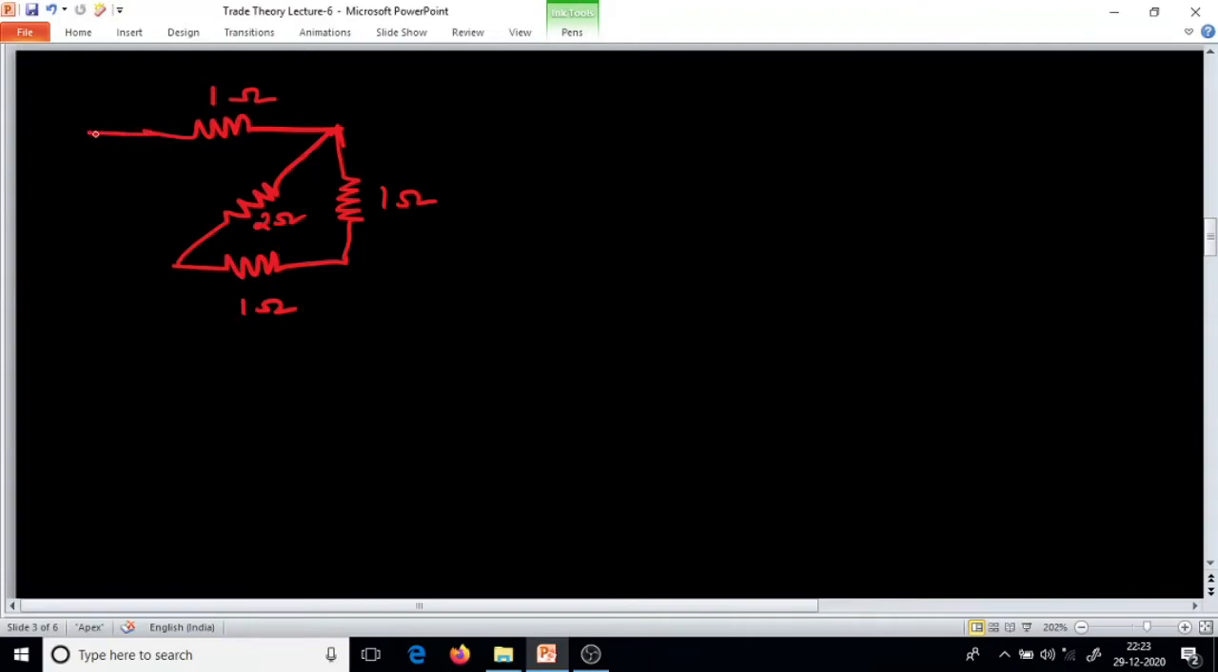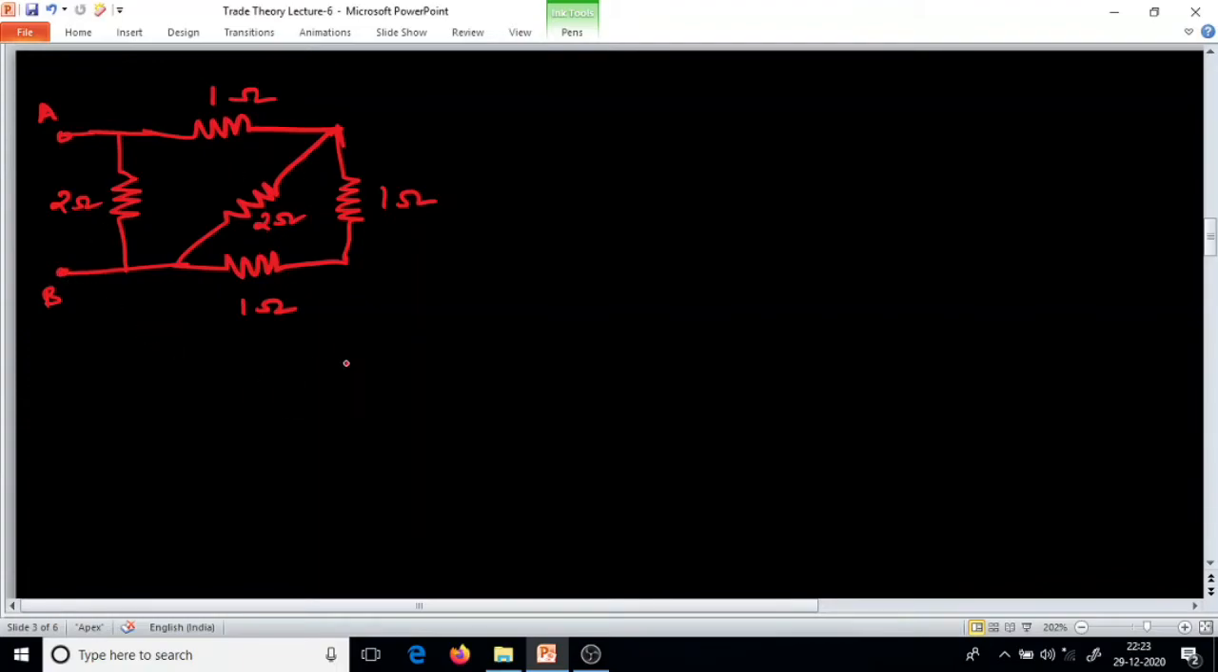This is our A point, this is our B point, and there is one more resistor here, that is, what is the value of it? It's a 2 ohm resistor. Now we have to find the value of resistance of this circuit, that is, if we connect a multimeter between A and B, in resistance mode, what value it shows.